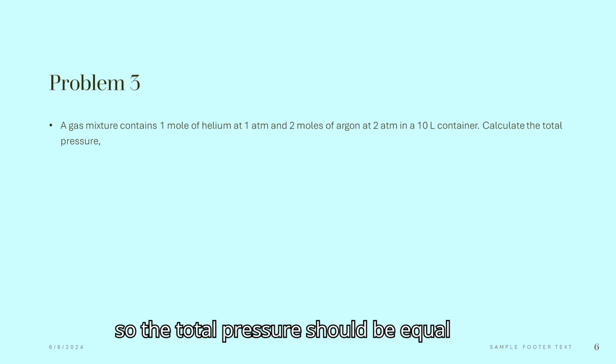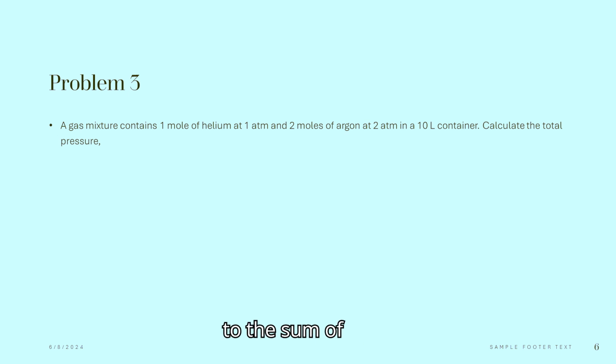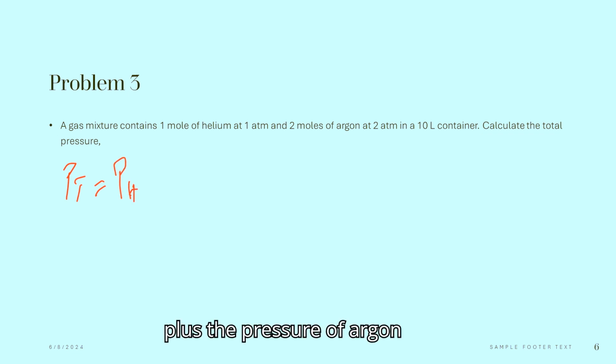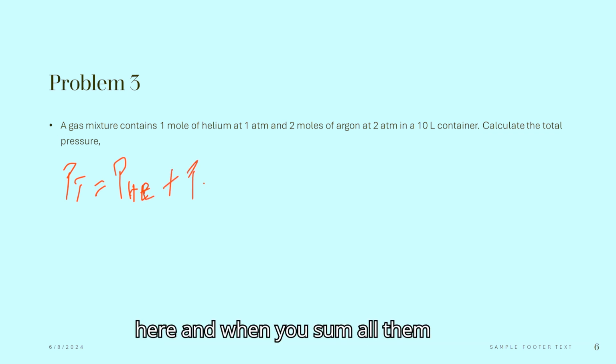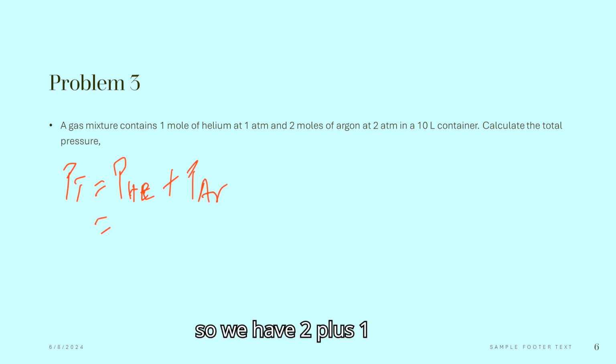Right. So the total pressure should be equal to the sum of the partial or individual pressures. So pressure of helium plus the pressure of argon here. And when you sum them all together, we have 2 plus 1 here, and we should get 3 atm.